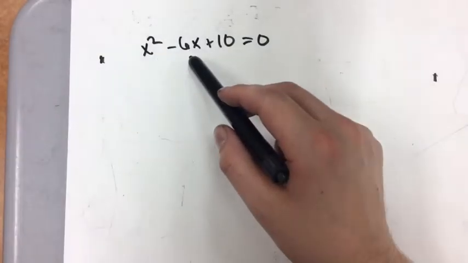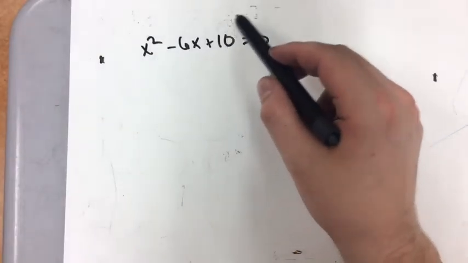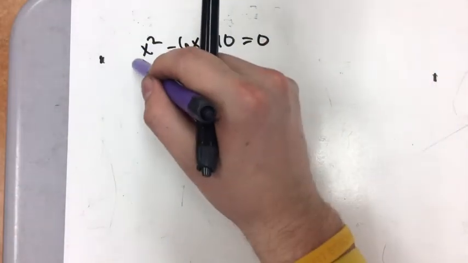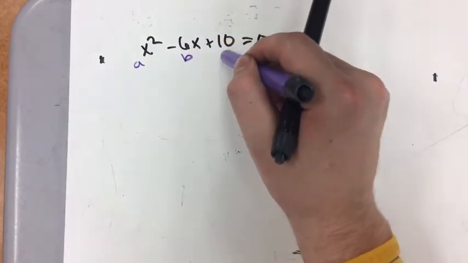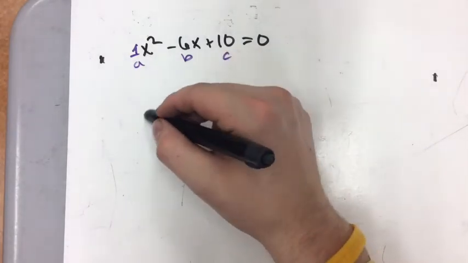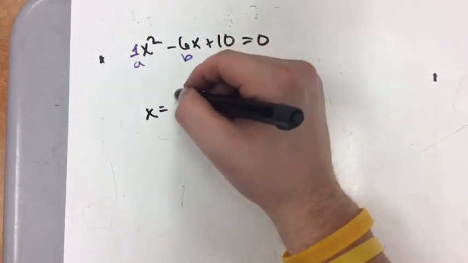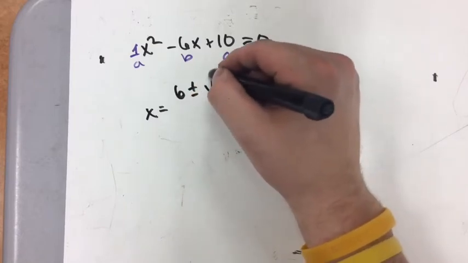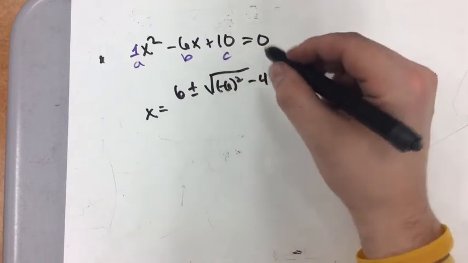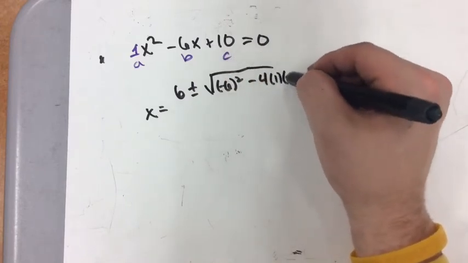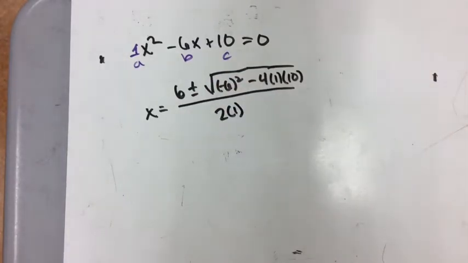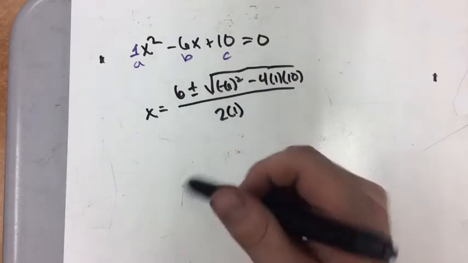So I have x squared minus 6x plus 10 equals 0. It already equals 0, so I can apply my quadratic formula right away, knowing that this is a, b, and c. The a is actually the one that's hiding out front here. So I can say x equals 6 plus or minus the square root of -6 squared minus 4 times 1 times 10, all over 2 times 1. There's my setup of the quadratic formula. Now it's all plug and chug.